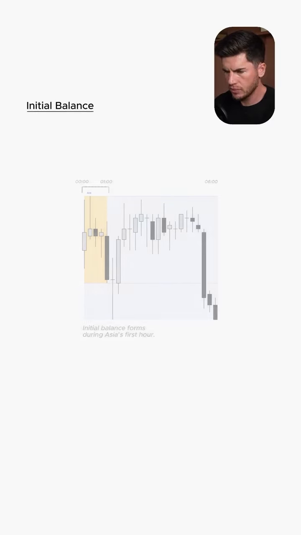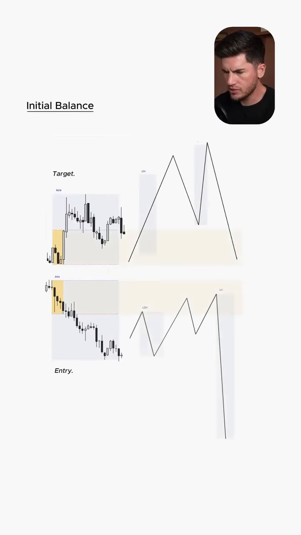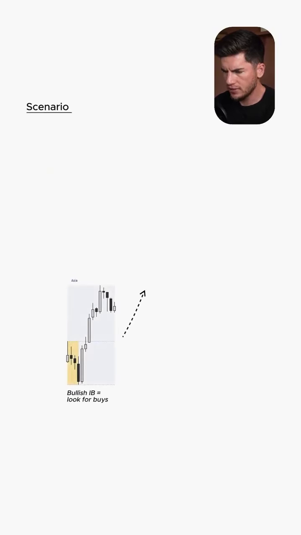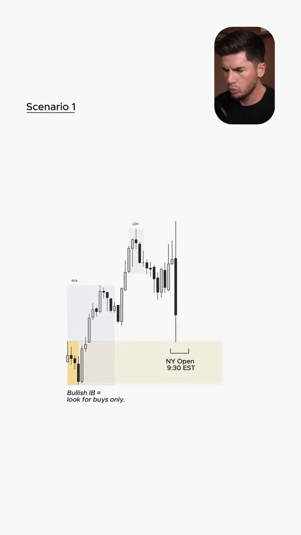initial balance. Now there are two ways you can utilize this indicator to your advantage in the markets. The first way is trading in the same direction that price travels outside of this initial range once it comes back to mitigate the initial balance.